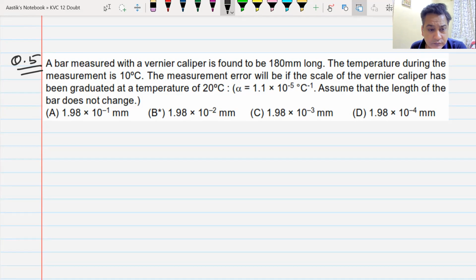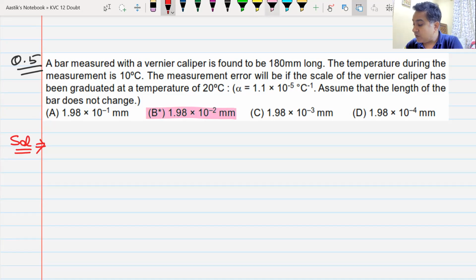D, sir. B, sir. Yes, it is B. How did you get B? That is correct. Well done. This is B. Correct. Question of JEE Advanced. How did you get it?